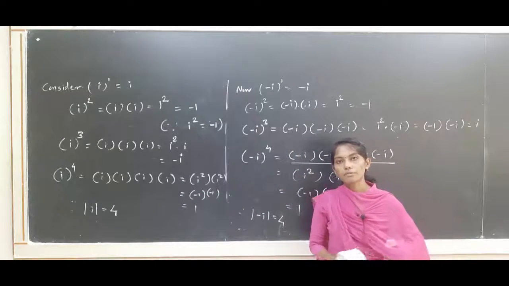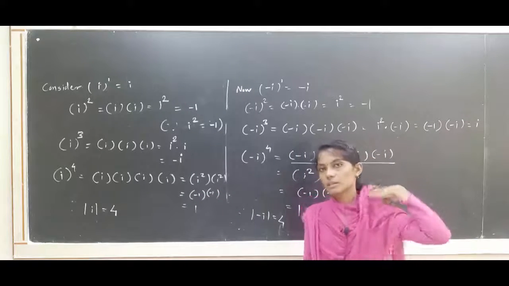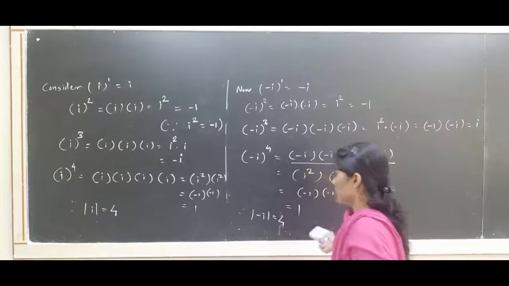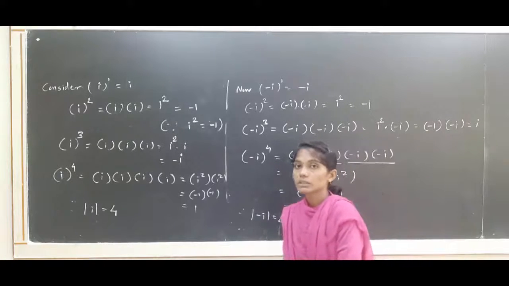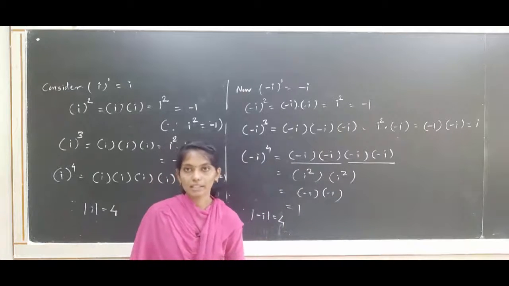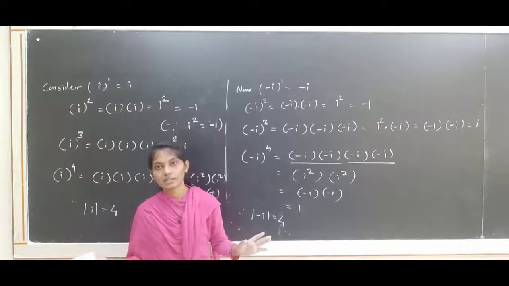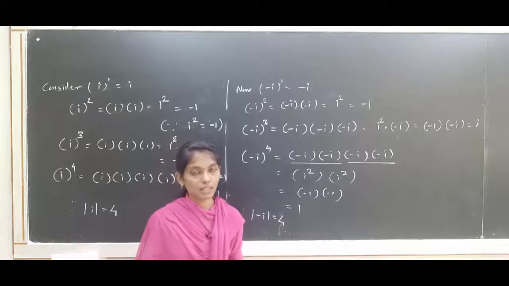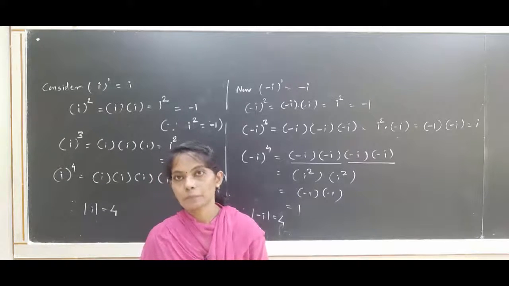So order of each element is the smallest positive integer n such that a raised to n is equal to identity. If no such integer exists, then order of that element is infinite. Get it?